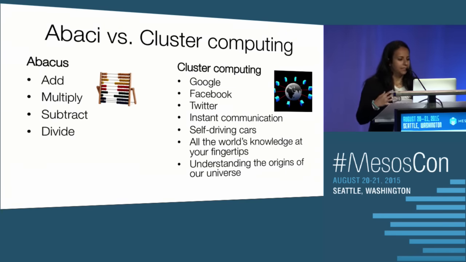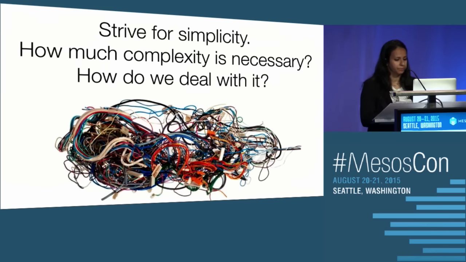So yes, a cluster computing environment, a geo-replicated environment, is incredibly complex, but it obviously enables a lot more for us to do. So clearly we should strive for simplicity, but complexity is necessary in our systems. And the challenge here is really figuring out how much of it is necessary, and once we have very complex distributed systems, how do we deal with them?